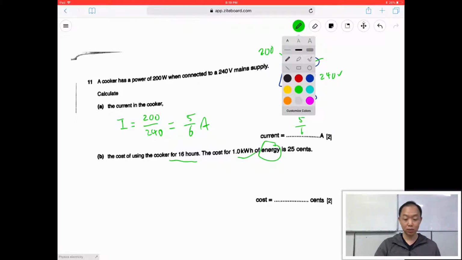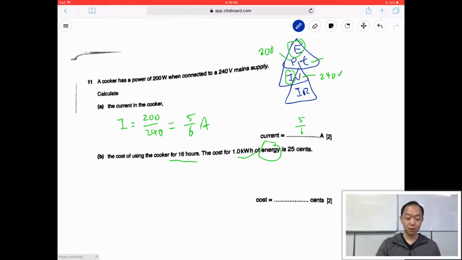So the power here is 200. Let me use blue. Now 200 is watts, so it's 200 watts. I must convert 200 watts to kilowatts. Why? Because the unit here is kW. So it's actually 0.2 kW.